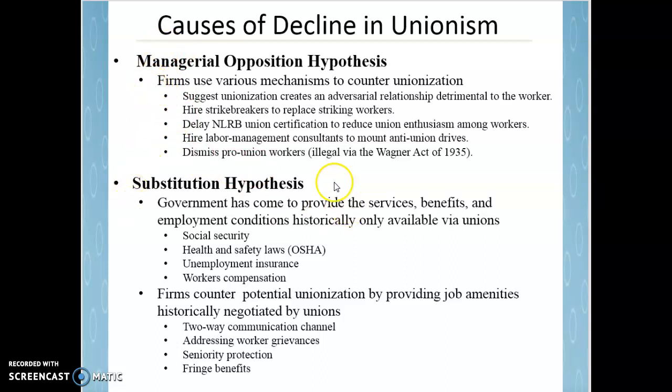And then finally, the substitution hypothesis. This says that government has actually come to do what the unions used to do. Remember, prior to the Great Depression, we didn't have Social Security. We didn't really have OSHA, health and safety laws. This is the Occupational Safety and Hazards Administration. We didn't have national unemployment insurance or workers' compensation. A lot of these programs came about as a result of the malaise from the Great Depression. But we do have these now. Government is kind of acting like a union would have in the past. And so what unions used to do, government is doing, which means maybe you don't need unions as much as you used to.